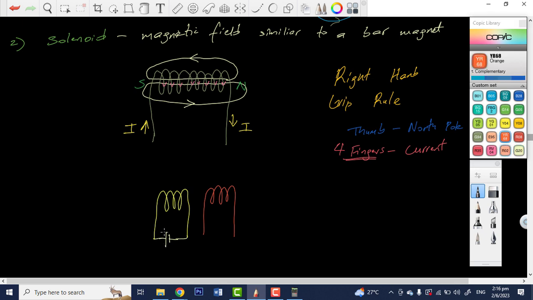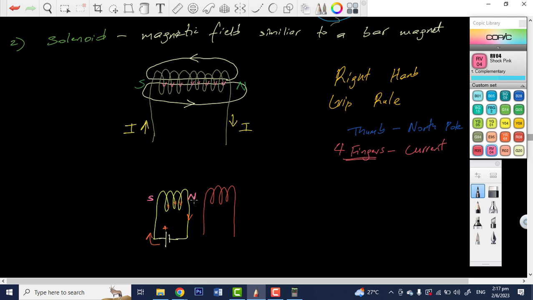So current is going to flow from the positive terminal because we're considering conventional current flow. The current flows here, up, then it goes down right here, up at the back, down, up at the back, and then down again until it eventually leaves. So just like what we have right here, we're going to have our north pole right here. Let us say there's a switch in the circuit. When we just close the switch, we're going to have a north pole right here, and we're going to have the south pole.